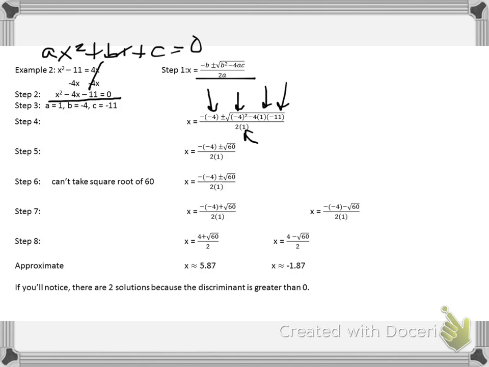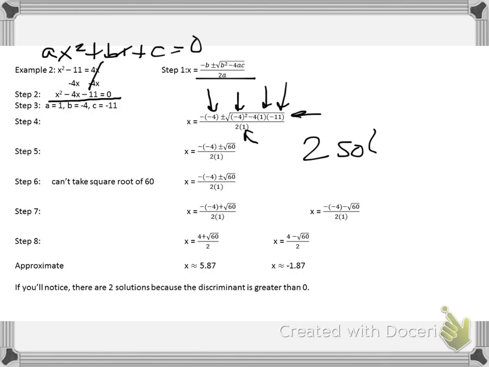Step 5 is to solve the discriminant. Negative 4 squared minus 4 times 1 times negative 11 is 60. 60 is greater than 0, so I'm going to have 2 solutions. I already expect to have 2 solutions.